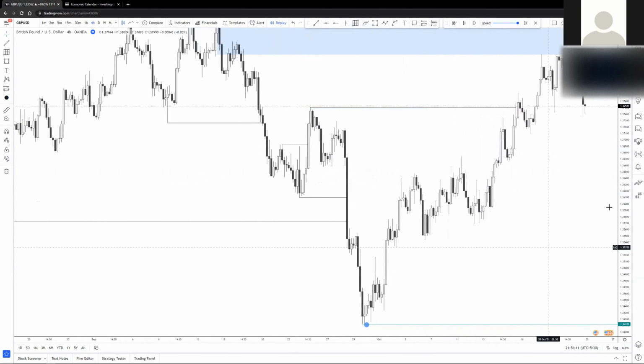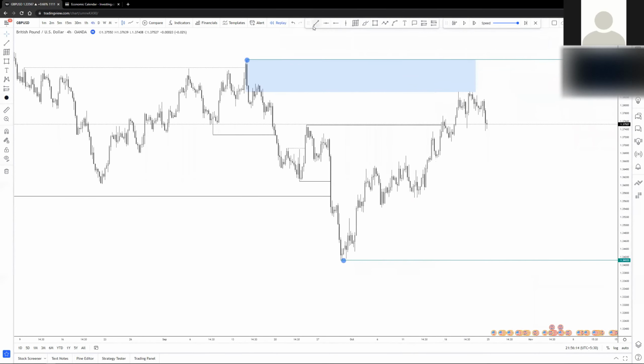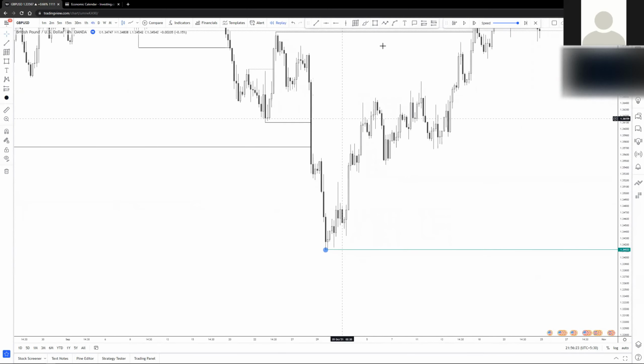Okay, so to break out of the strong high, where did the push really originate from? It's from here. See that? This is where the push started, and then it has never been mitigated yet, right?